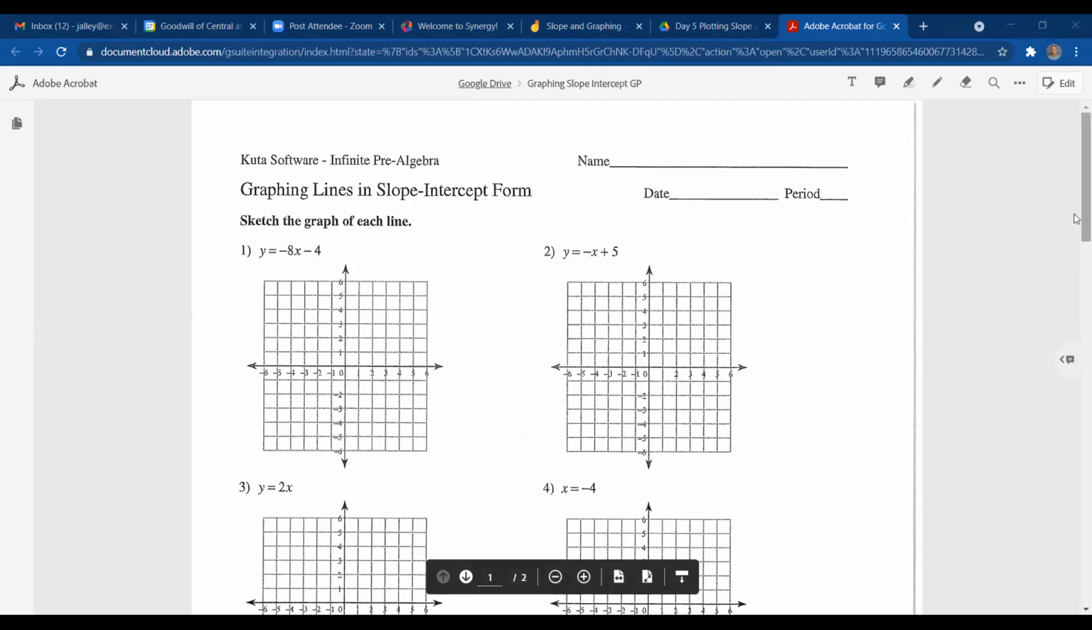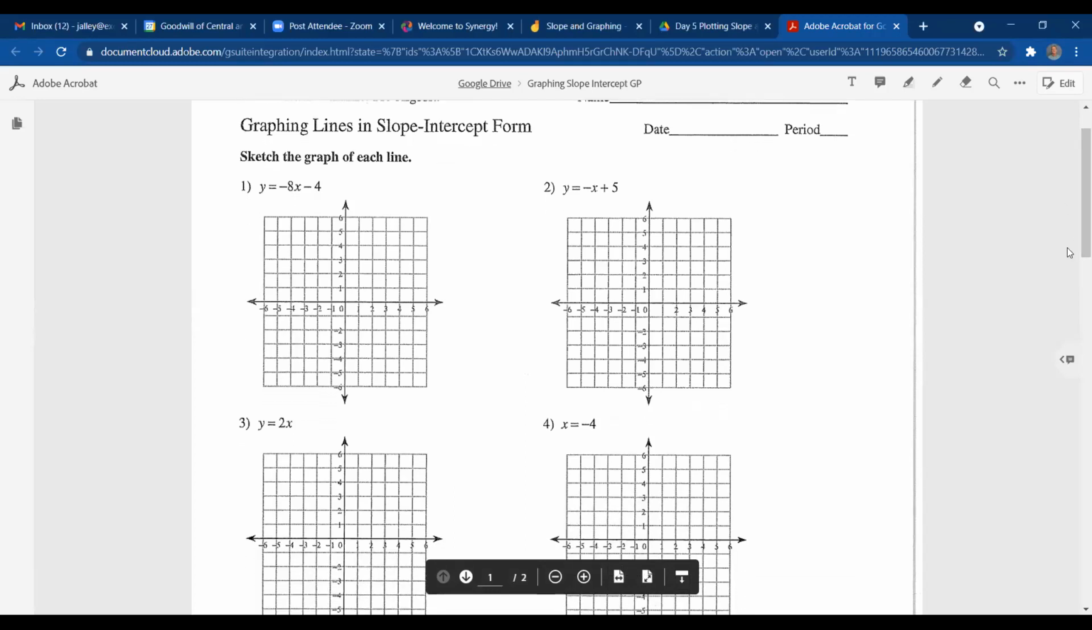Now, there's some things on this particular handout that are, I think, really good to use for example. And they're on here for that specific reason. If you look at the first two problems, those are both in slope intercept, right? y = mx + b. y = mx + b. What's the slope on number 2?